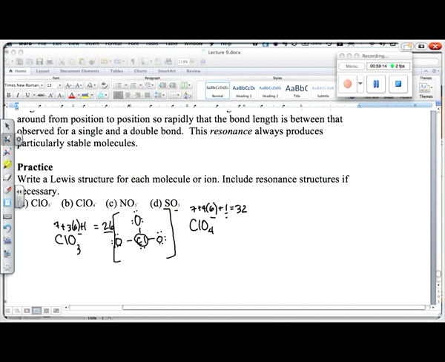Okay, chlorine in the middle. Connect the 4 oxygens with bonding dashes. Give everyone 8. Chlorine already has 8 with those 4 bonds.